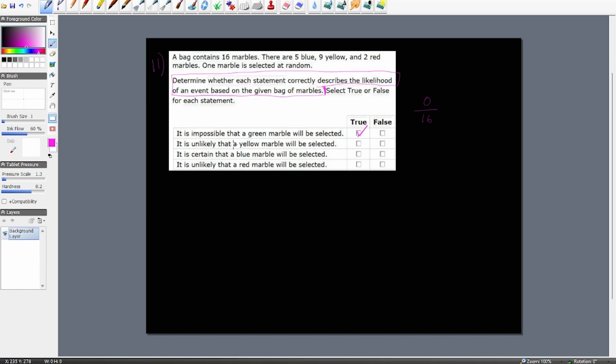It is unlikely that a yellow marble will be selected. Well, out of the 16 marbles, we see that actually 9 are yellow. So 9 are yellow out of that total. Well, 9 is actually more than half of 16. Most of them are yellow. So this is not true. It's not unlikely. In fact, it's the most likely that if you pull a marble out randomly, most likely it will be yellow. It's the most common color in there. So this is false.